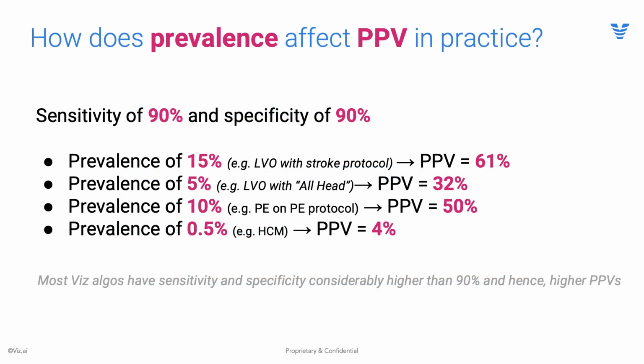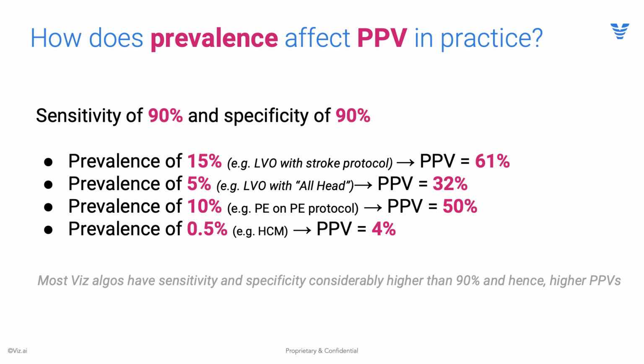What does it mean for our products today? I just threw in 90% and 90%, so this isn't the exact sensitivity and specificity for any of our current algorithms. But if we just took disease prevalences of 15%, 5%, 10%, and a teeny one, 0.5% maybe for HCM, with the same sensitivity and specificity, we see 61% PPV, LVO with stroke protocol.